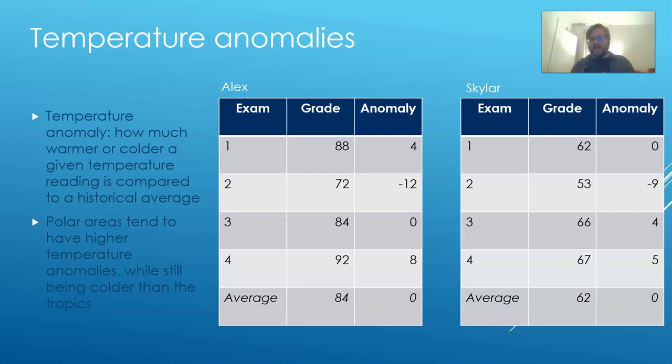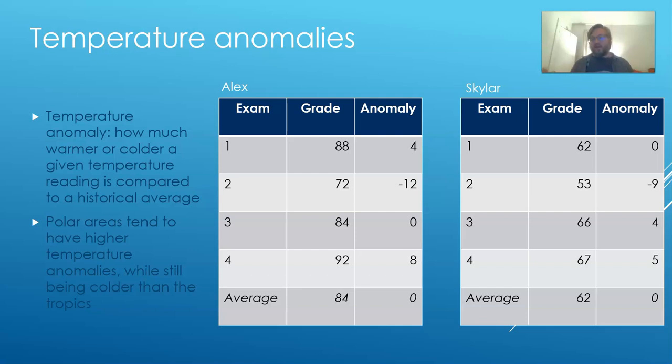And then we have data for another student, Skylar. You see Skylar didn't do as well in this class, an average of 62. So Skylar's exam 1 got a 62, so it's an anomaly of 0. It's exactly the same as the average, but then exam 2, 53, so that's an anomaly of negative 9. Exam 3, Skylar did a little better than average, so an anomaly of positive 4.